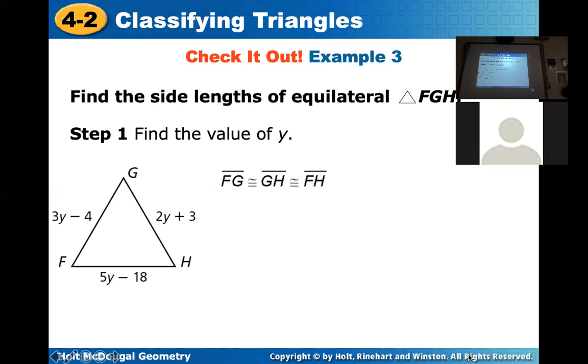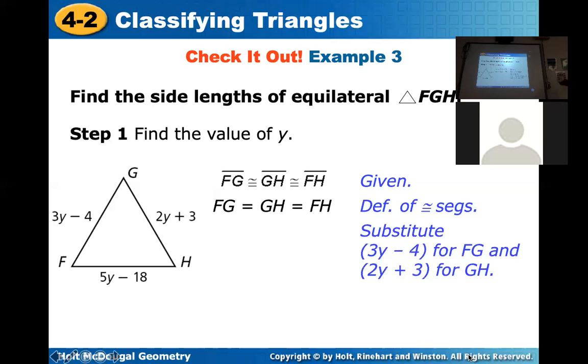All right, first things first, we know that all of these are congruent, FG, GH, and FH, because it's an equilateral triangle. So we know all of those should be congruent technically, right? Okay. If they're all congruent, then they're all equal. And if they're all equal, then I can set two of them equal to each other and solve for y. Doesn't matter what two you used, any two will work because they're all congruent.